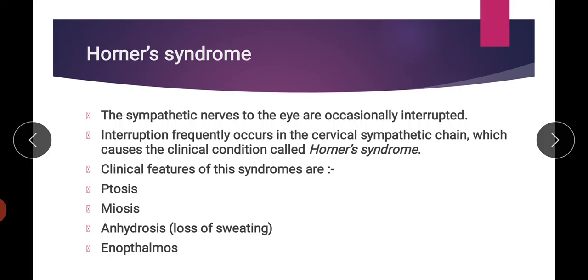Okay, miosis, you are very well aware that it is known as constriction of the pupil. The normal pupillary size is maintained because of the balance between sympathetic and parasympathetic innervation. Sympathetic innervation supplies the radial muscle which tries to keep the pupil open or increase the pupillary aperture, and parasympathetic stimulation tries to keep the pupil constricted. Okay, so when the sympathetic is damaged, the parasympathetic becomes more dominant and it leads to constriction of the pupil, which is known as miosis.